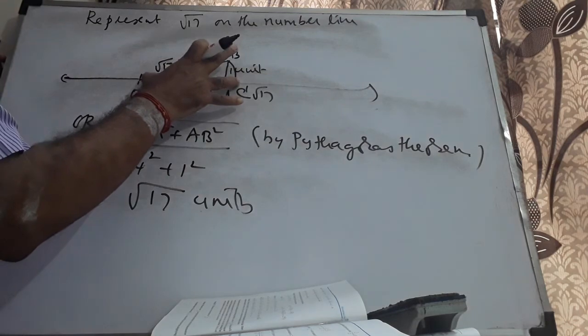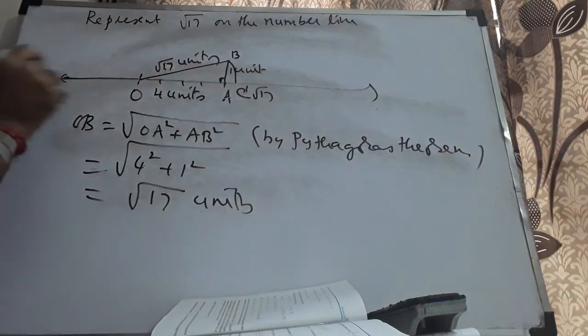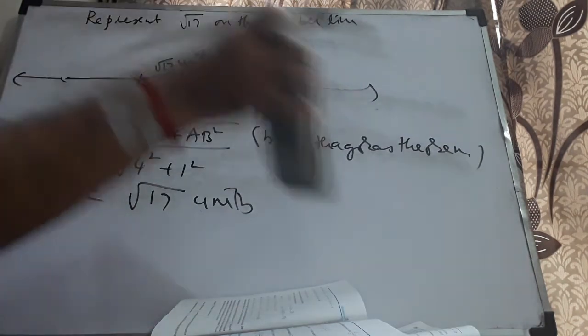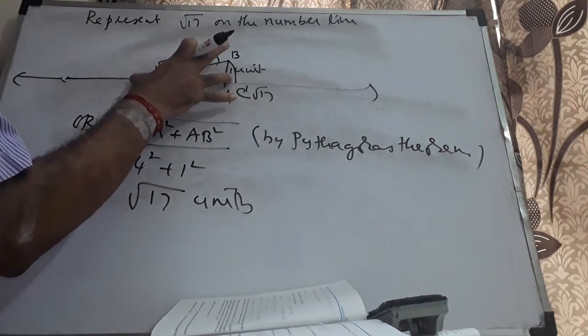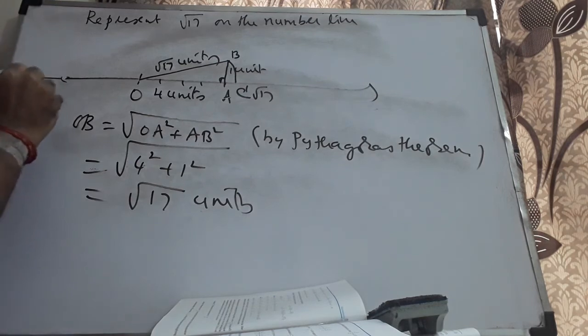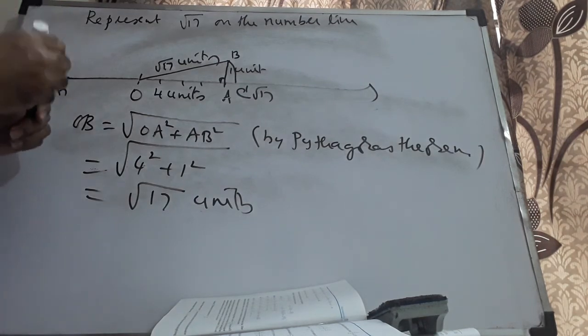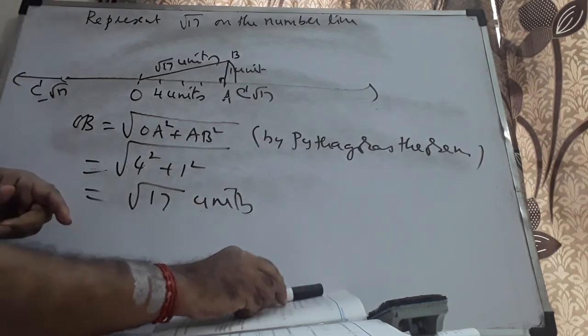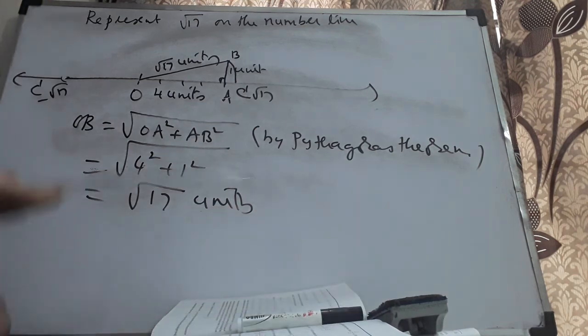If I do the same thing towards the left and just extend this further, if I move towards the left the same distance, OC the same distance, I mark the point C dash, which will be minus root 17 on the number line. You can mark towards the left also, it is not questioned, I am just telling you.